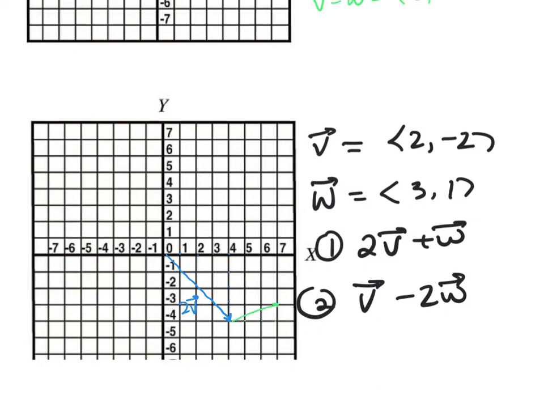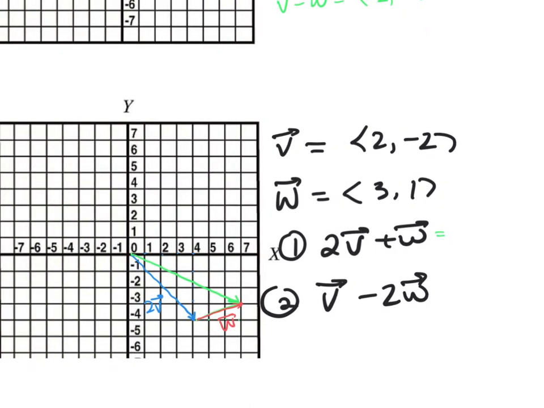And I should have done that in red. So this is my w vector. And this is my resulting vector. And you can tell from my resulting vector that I have gone positive 6, and I'm still down at negative 3. So let's do my other one.